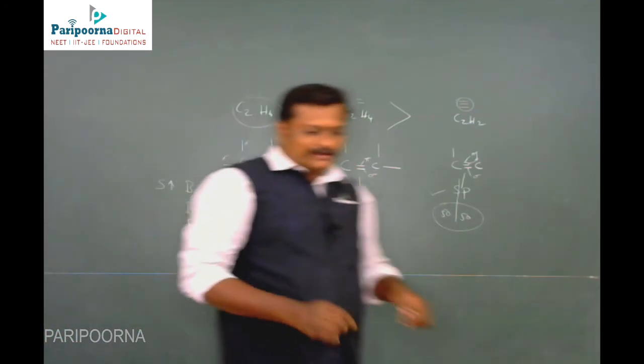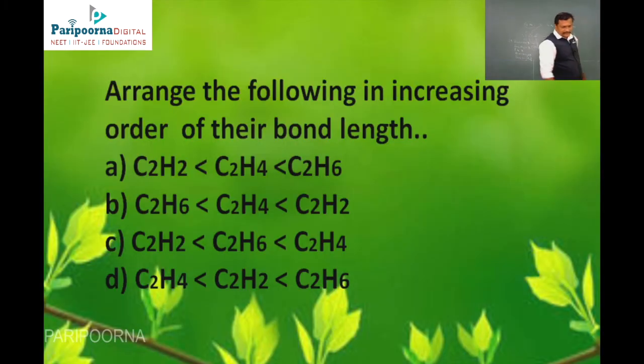So now look at the question. From these options, you can look at C2H6 in the last position, which is in options A and D. From options A and D, in option D the second one is ethane, but in option A the second one is ethene. So option A is the right answer for this question.